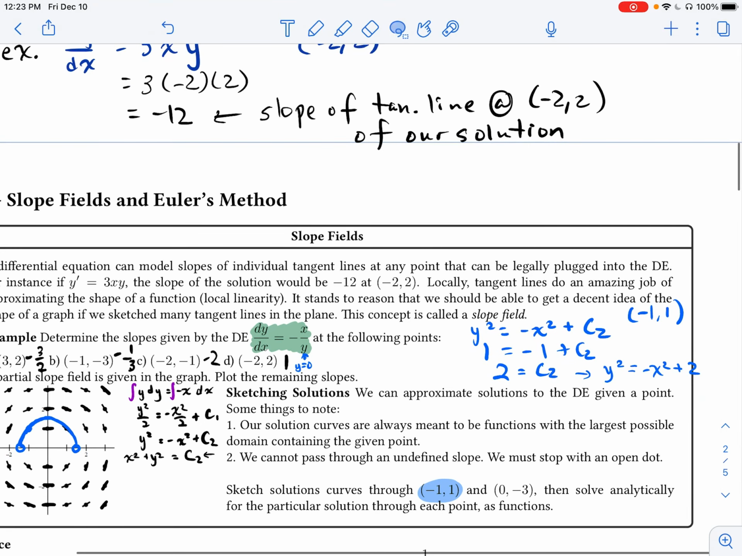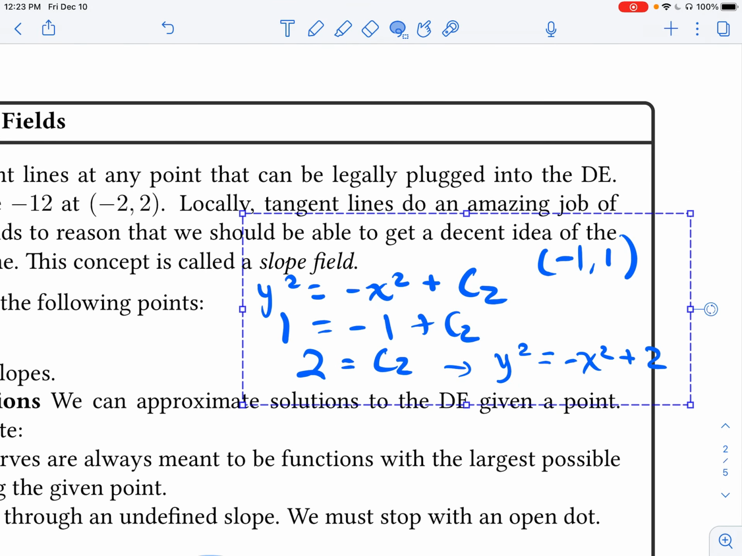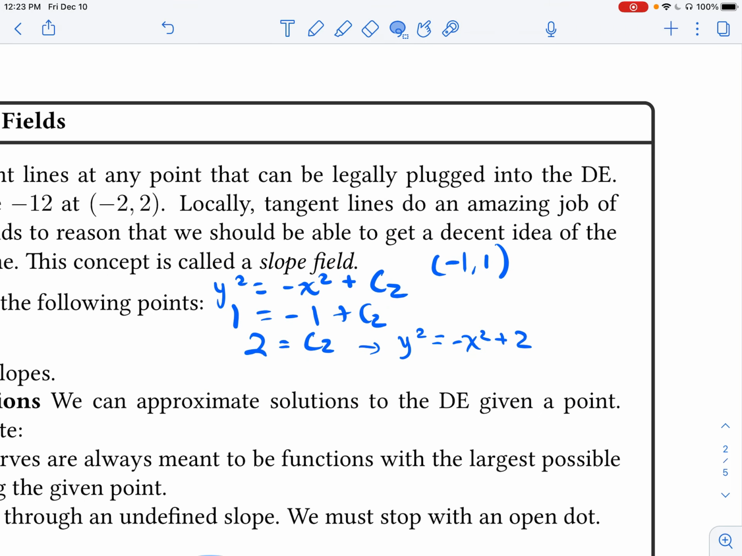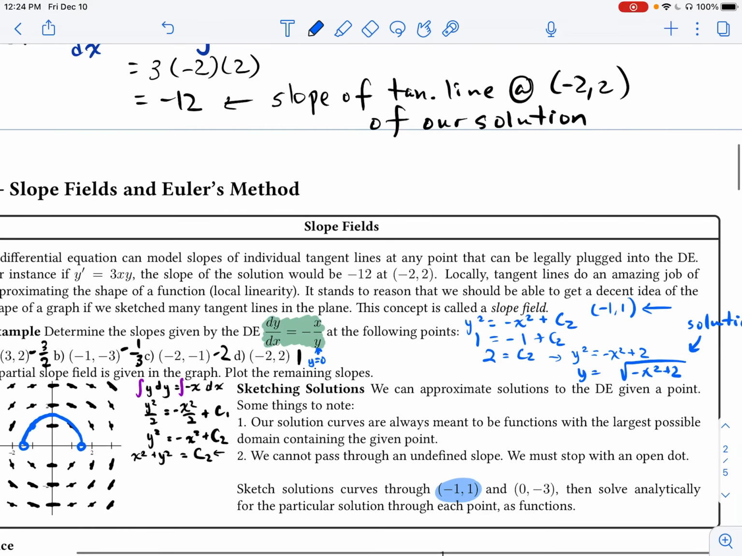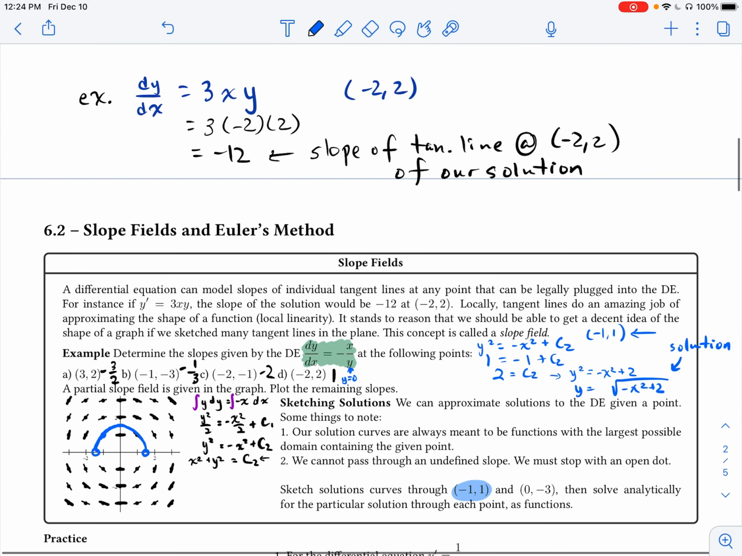And actually, let's write that as a function. Let's make this a little bit smaller so I have some space to work with, which would then mean y is equal to plus or minus the square root of negative x squared plus 2. Now, since my function has to be going through the point -1, 1, this indicates to me that my function must be positive. So there is my particular solution. Here's my solution: negative x squared plus 2, and what we've sketched here on our slope field appears to be a pretty good graph of that function, y equals the square root of negative x squared plus 2.